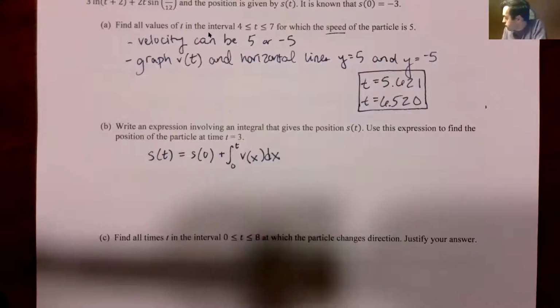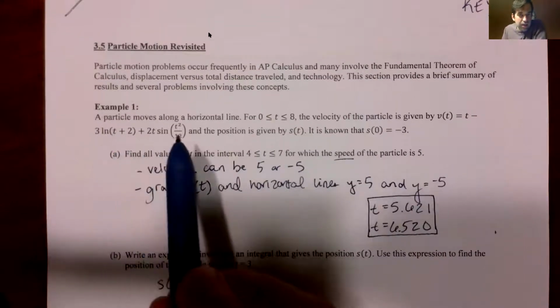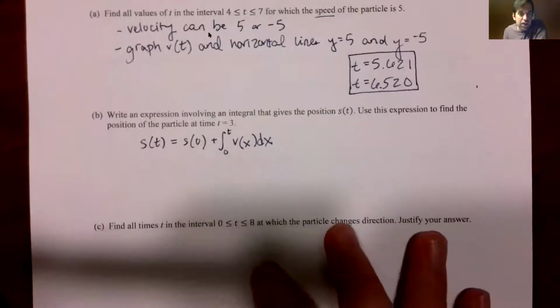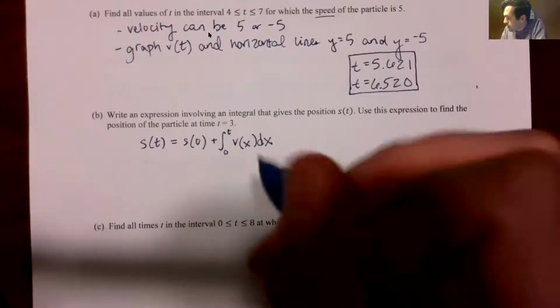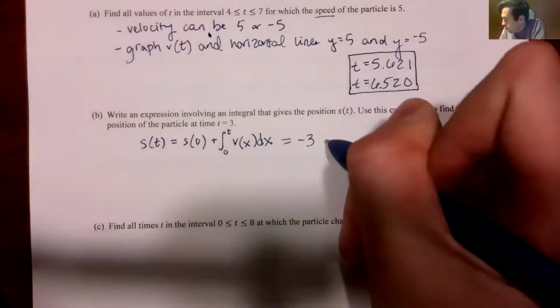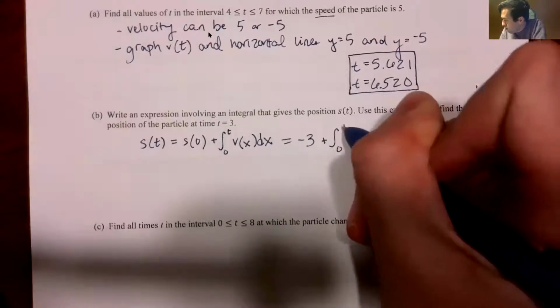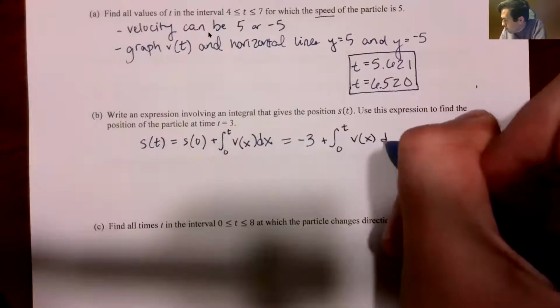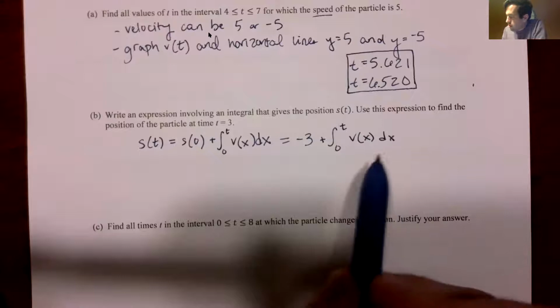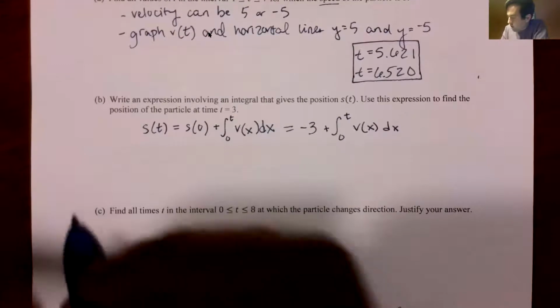And that's pretty much the best we can do for an equation here. We're not actually going to be able to integrate by hand because I don't really want to deal with that. And the question doesn't ask us to. So it just says write an expression involving an integral. But we can get a little bit better. We can plug in negative 3 for the s of 0. So I'm going to plug that in. And then the question says to use this expression to find the position of the particle at time t equals 3. So now I'm going to actually find s of 3.